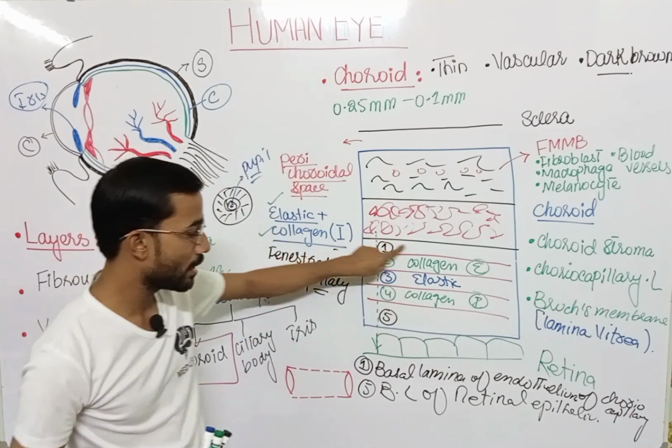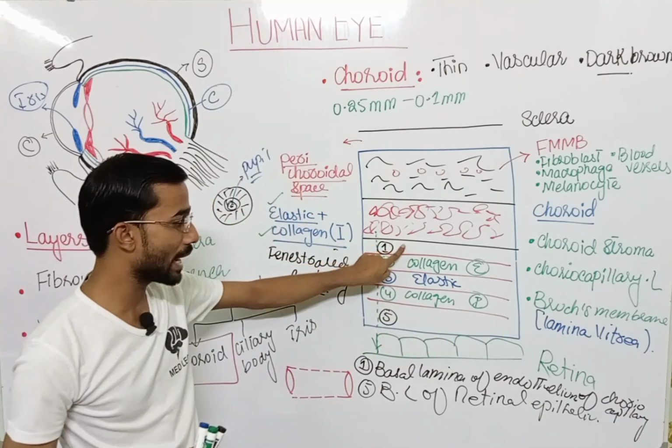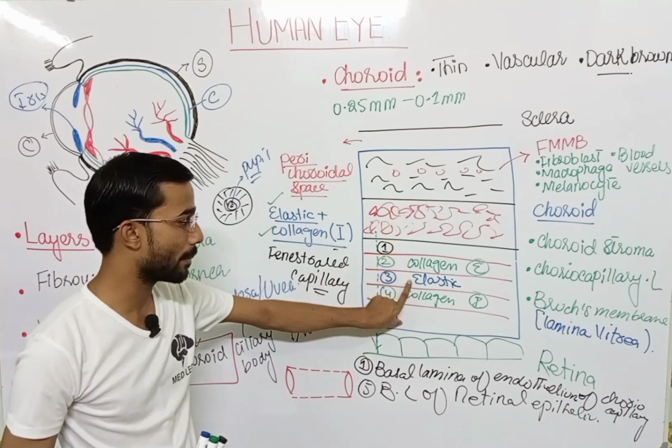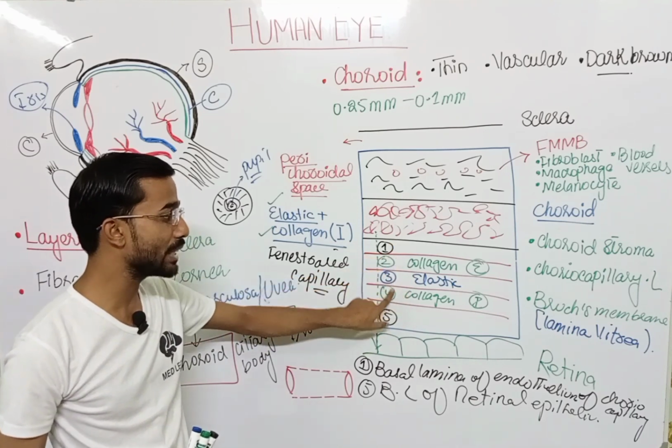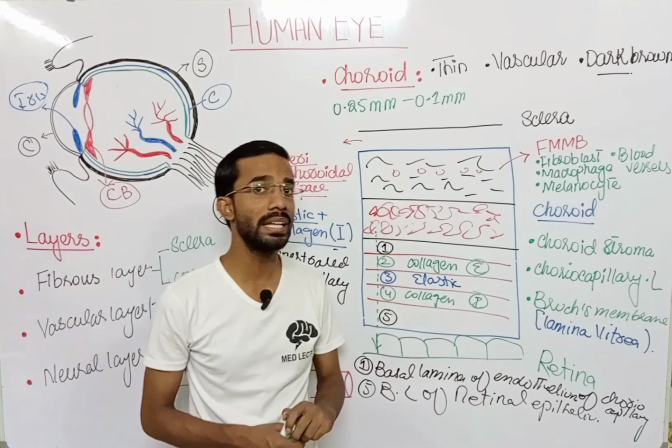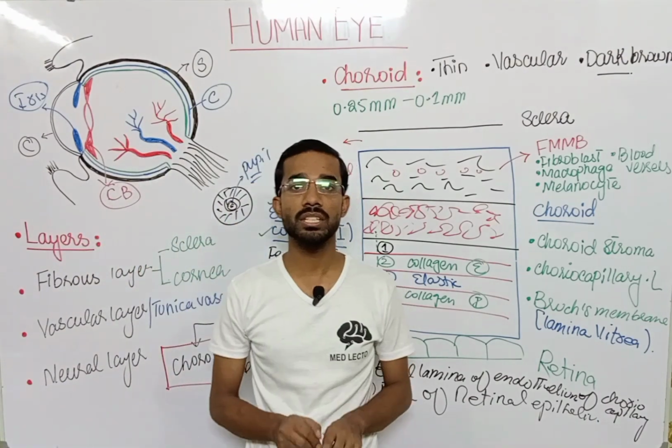At the basal, these are upside and down, you will see the basement membrane. Second and fourth will be the collagen layers, and the center will be the elastic layer mesh. So this is all about the choroid.